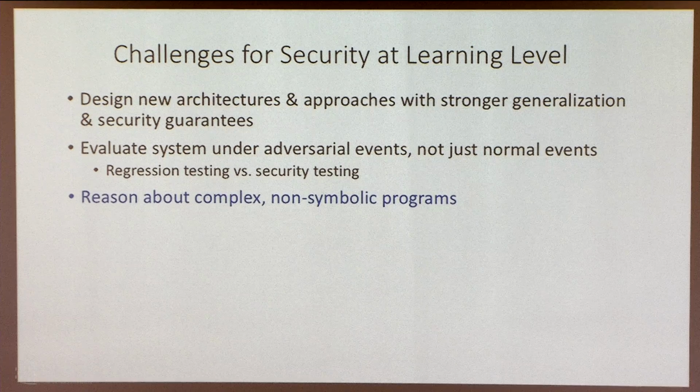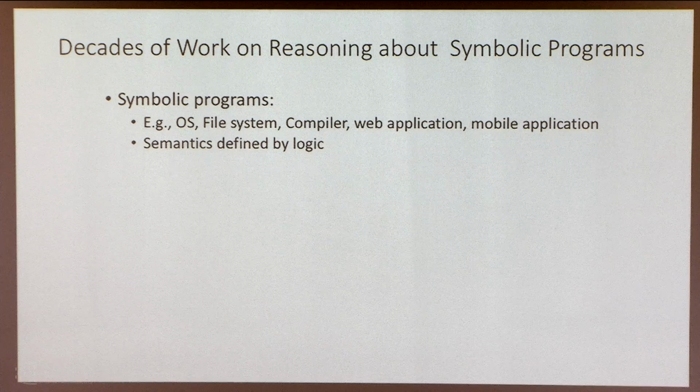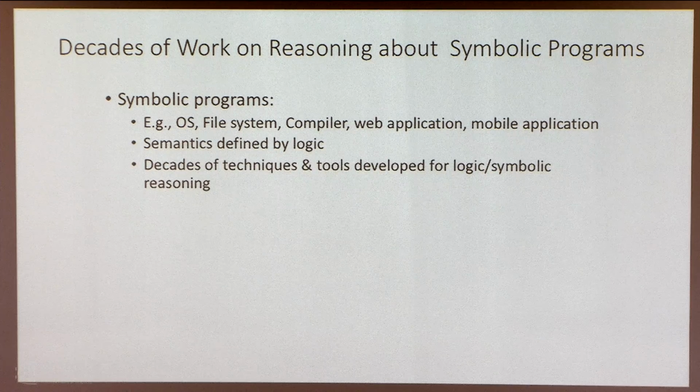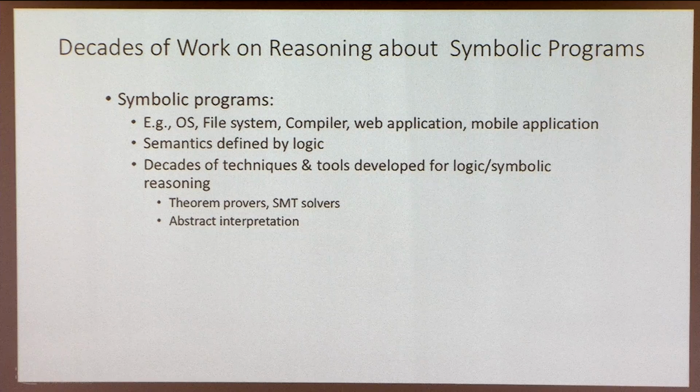And then furthermore, I think an even bigger challenge and open question is how can we reason about these complex non-symbolic programs? So for symbolic programs, this is what we have experience with for decades: operating systems, file systems, compilers, and so on. And these programs, their semantics are defined by logic. And there's a whole community of software verification, program verification, where people have developed decades of techniques and tools for analyzing and reasoning about these programs, such as theorem provers, SMT solvers, abstract interpretation techniques. And part of my career has been focusing on problems like this as well.